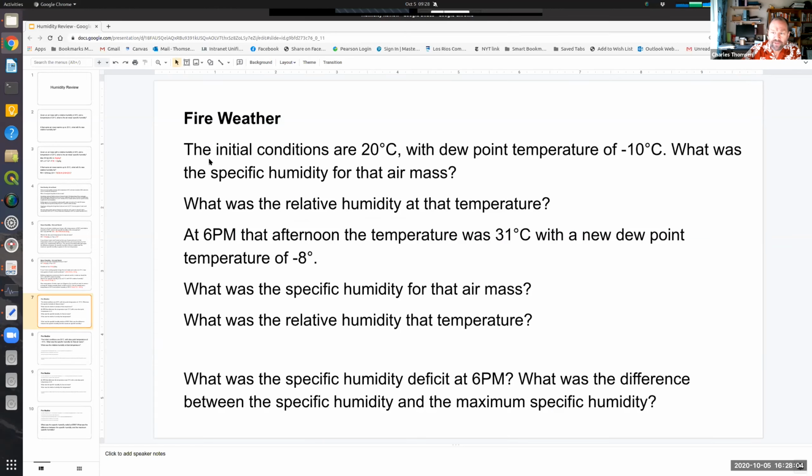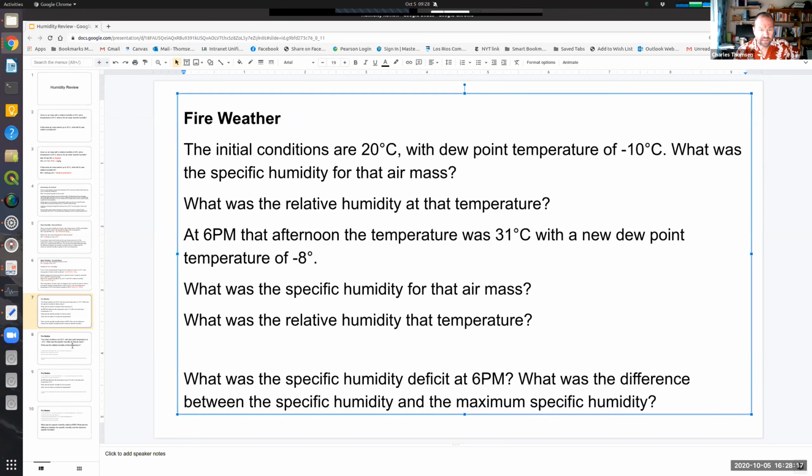So what do we know? We know we've got initial conditions. We know the temperature. We know the dew point temperature. So if we know the dew point temperature, we know what the specific humidity is, right? Correct. So what's the relative humidity? Because we'll know the specific and we'll know the max, so we can calculate the relative. And then the temperature changes and we have a new dew point, so we have to figure all that stuff out again. And then I'm just asking you, what's the difference between the specific and the maximum specific at 6 o'clock in the afternoon?